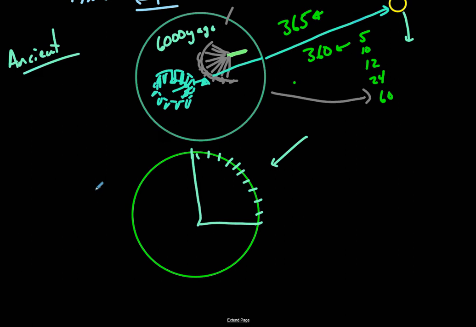Okay, so the circle is 360 degrees, and each degree is split up into what? Minutes. And each minute, if you're talking still about a protractor, each minute is divided up into seconds. Okay, and that is a corollary to the clock. So where does that come from?